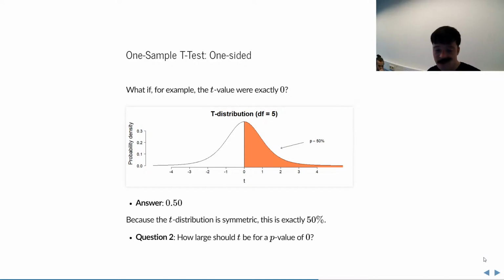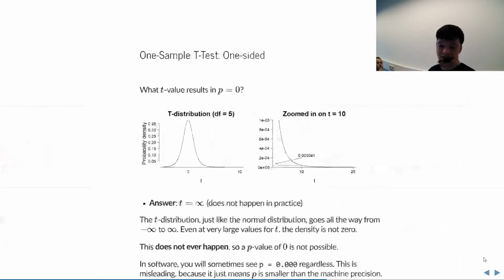Then the last question, how large should t be to get a p-value of exactly 0? So 0% chance to get a result this extreme. Yeah? Yeah, I can see why you would think that, makes sense.